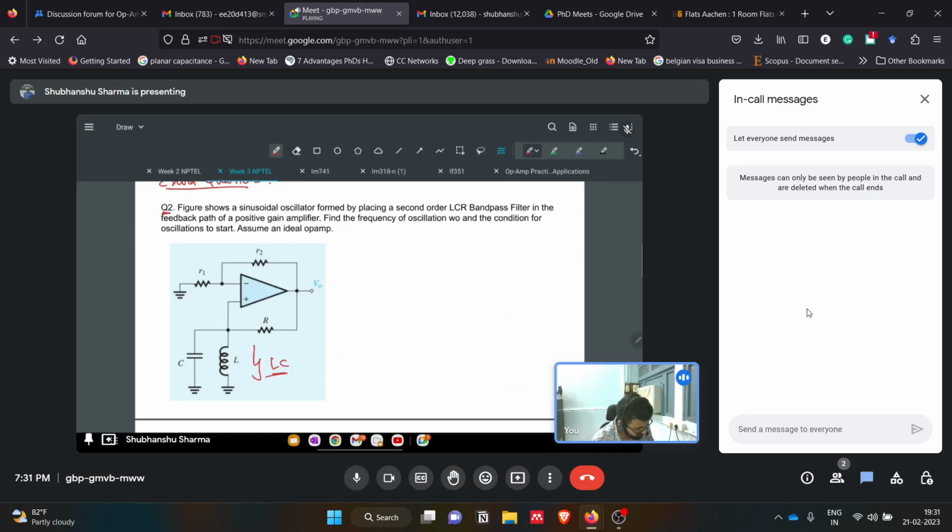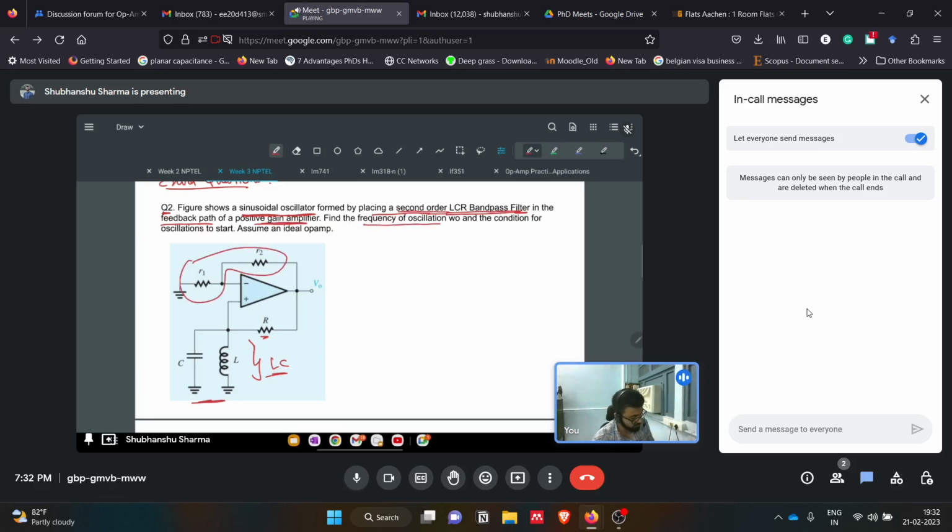So this is a sinusoidal oscillator formed by placing a second order LCR bandpass filter. We'll see how when we realize the transfer function of this. In the feedback path we are using L, C, and R, and there is a positive gain amplifier. So this is a positive feedback, positive gain amplifier. The positive gain is being achieved from R2 by R1.